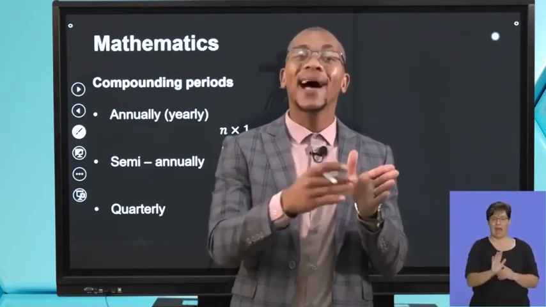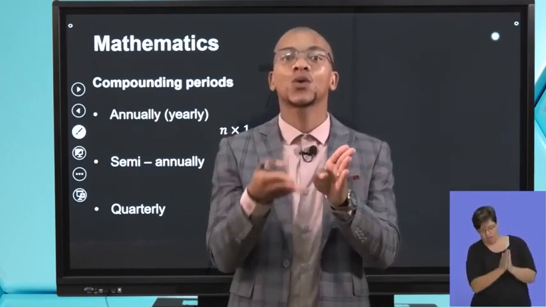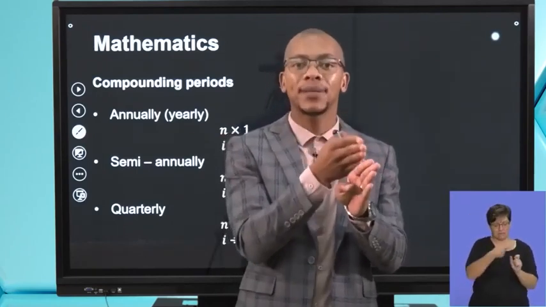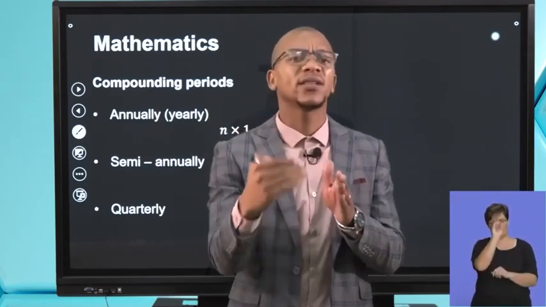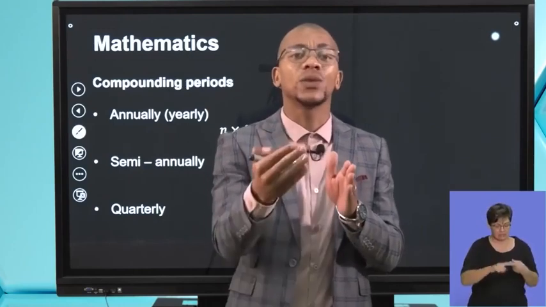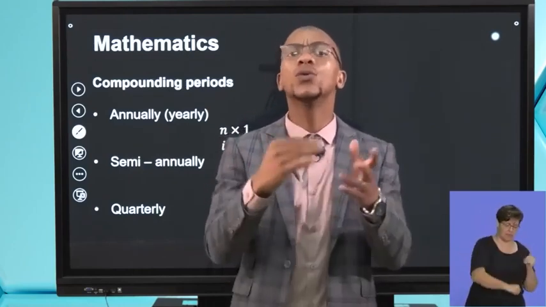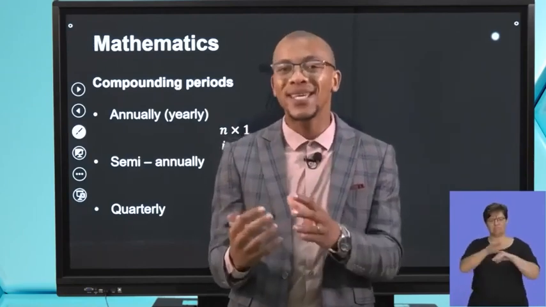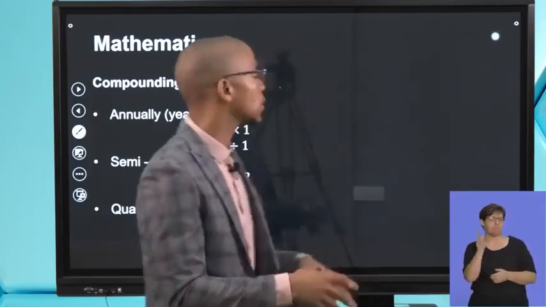No. Per annum means the 12% is for the whole year, but it is going to be chunked into bits and pieces that are going to be given to you each and every month, each and every day, each and every week, or every 3 months, or every 6 months. So those are the types of compounding periods we normally deal with. Let's see exactly what it means.